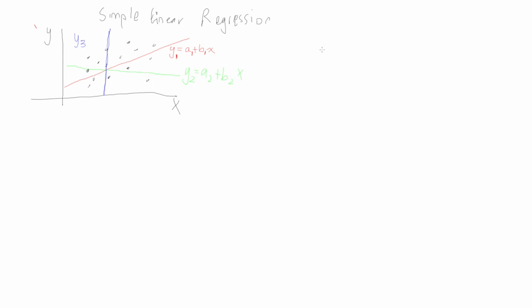Well, y1 has parameters a1, b1, and y2 has parameters a2, b2, and y3 has parameters a3, b3. So the best line is going to be the line with the best A and B. The idea behind linear regression is we just need to find two numbers, A and B, that give you the best line.